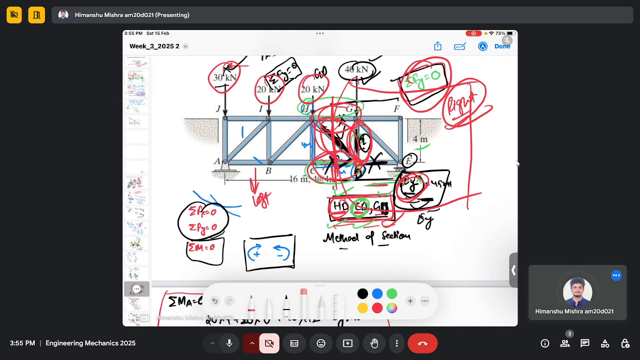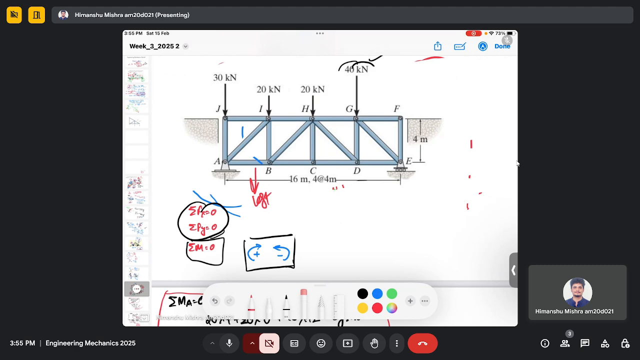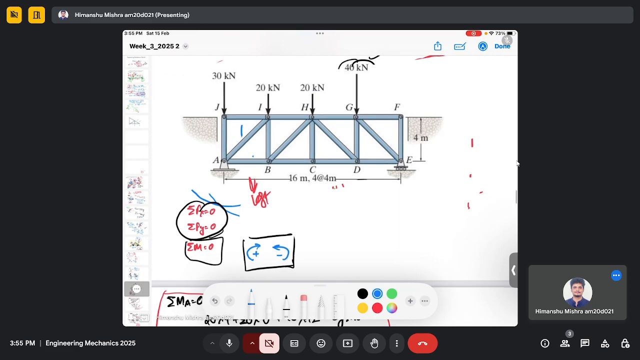For example, let's say you want to find the force in BI, BH, and BC. Then you cut the truss like this. You cut here, and then you define the unknown forces along those members where you made the cut. So these are the unknown forces, and then you can use a similar method.